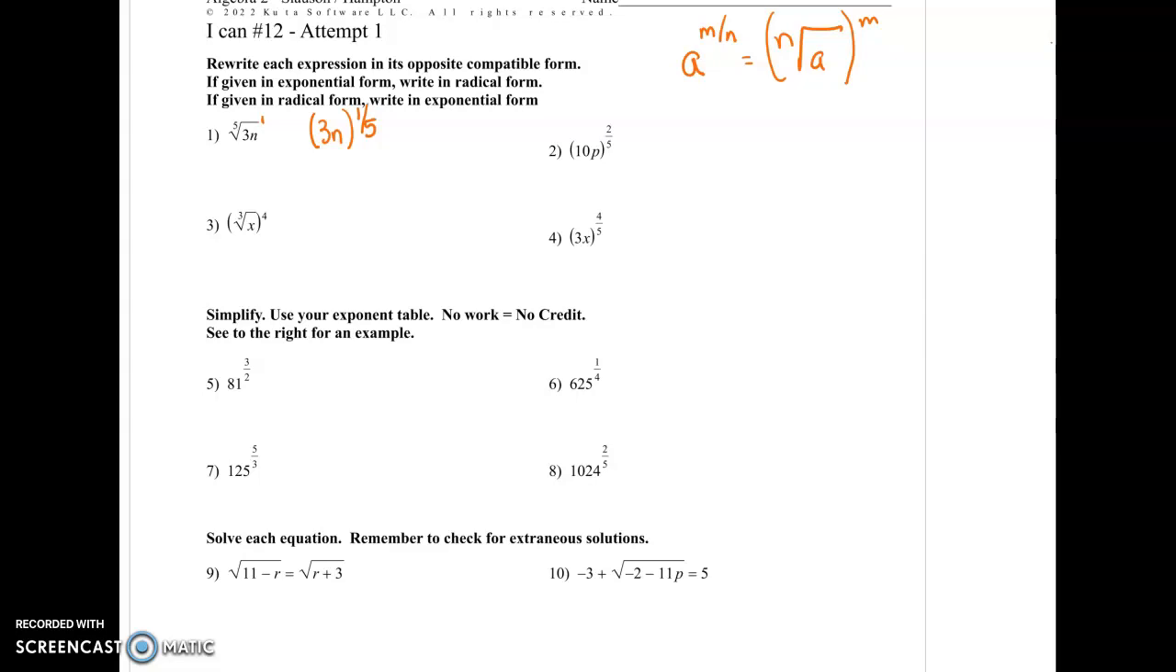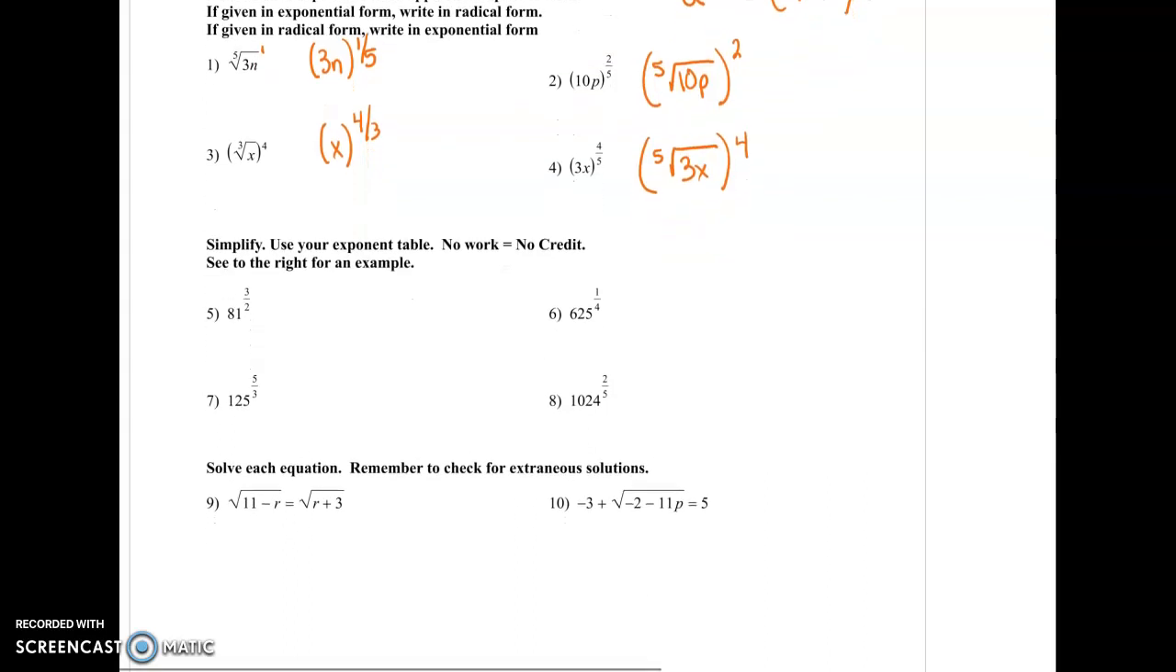The one that's similar to that is the one below it. So I'm going to take x, I'm going to wrap it in parentheses, and then my exponent fraction will be 4/3. And on the other two, I want to put them in radicals. So 10p will go there, and then the denominator becomes the little index number, wrap that in parentheses to a 2nd power. And then on number 4, I'm going to have 3x. My index number is the denominator, it's the 5, and then wrap that all in parentheses, and it's to the 4th power.